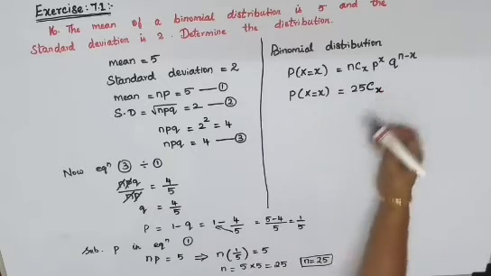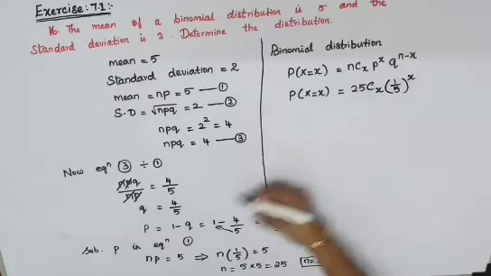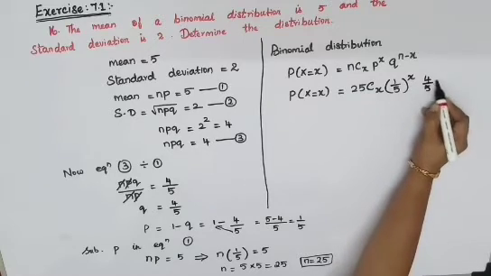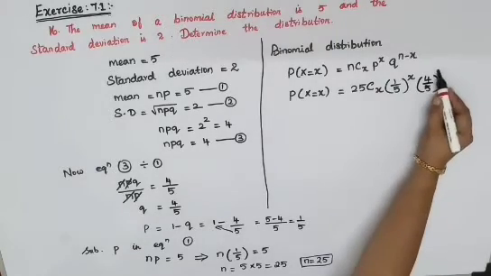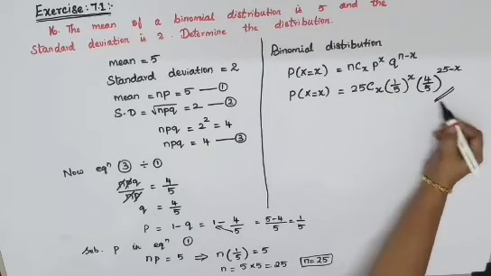So C, keep your x as it is. Then P power x. So P is 1 by 5, the whole power x. Then Q is 4 by 5, the whole power n minus x. N is again 25 minus x. So this is the answer for you.